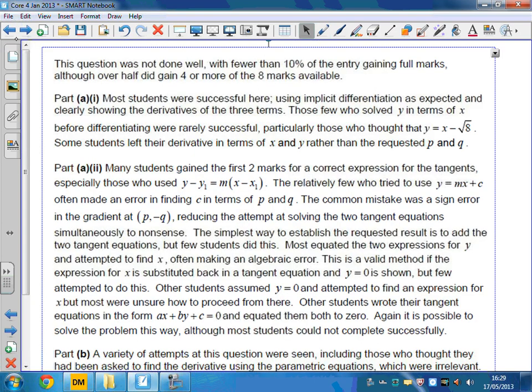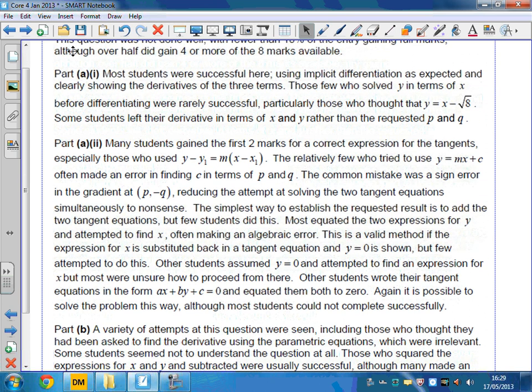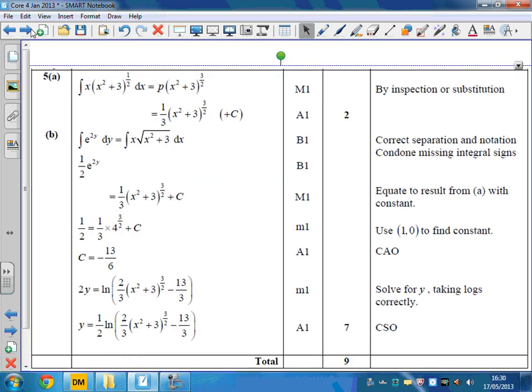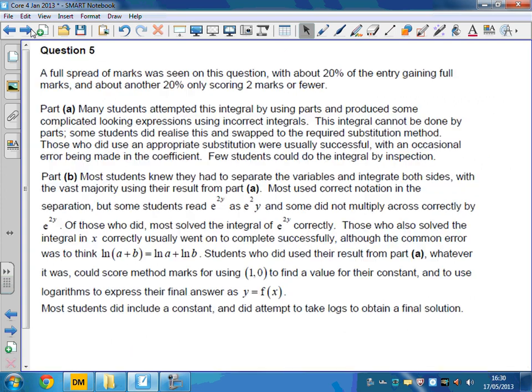What did Mr. Examiner say? Miss Examiner said it wasn't done well. Fewer than 10% gained full marks, although half did get 4 or more. That's the wrong answer, wrong one, isn't it? There's the mark scheme. There's the examiner's report. Sorry for the slip.